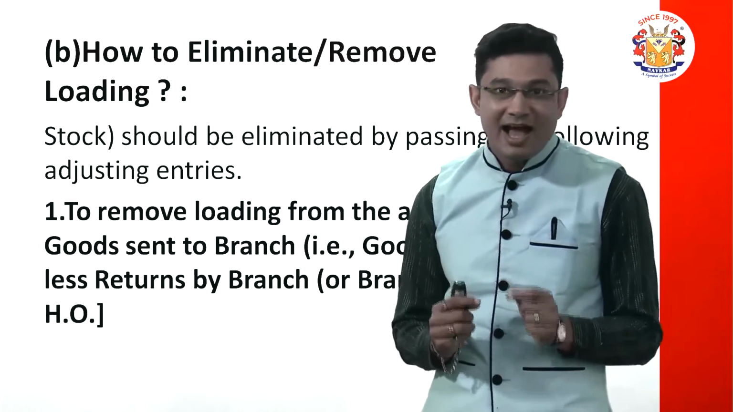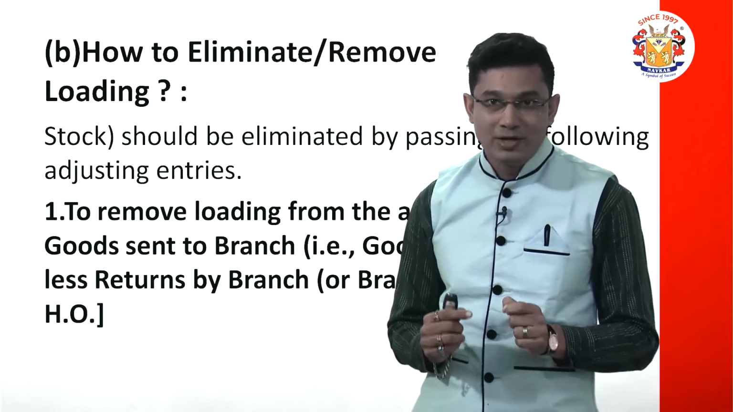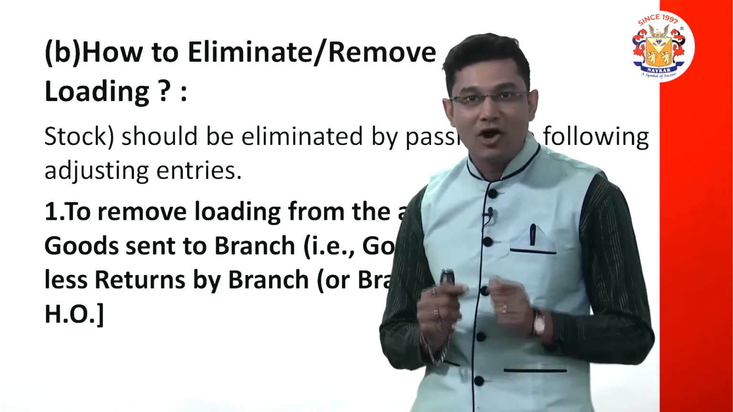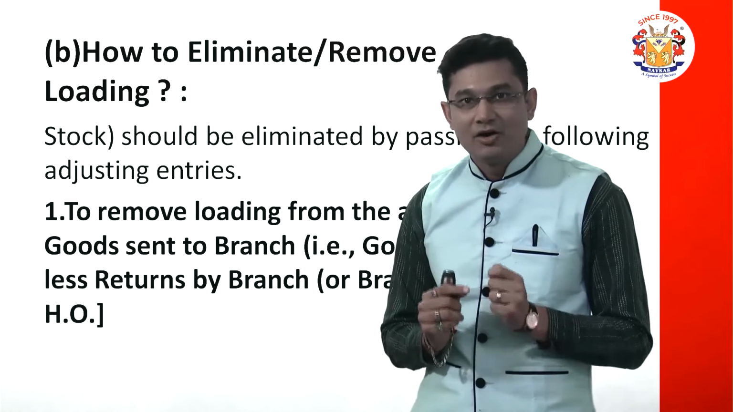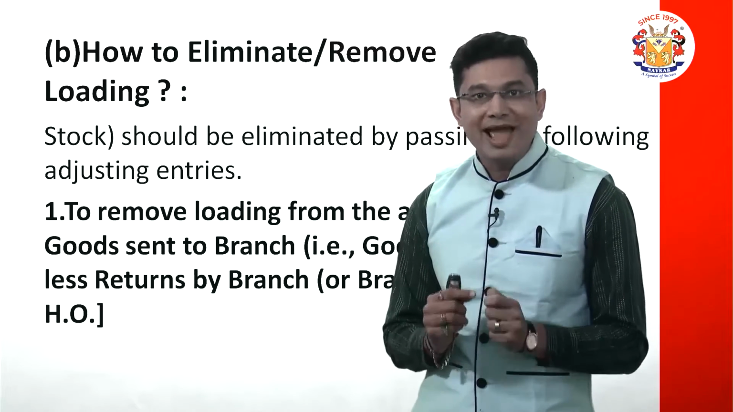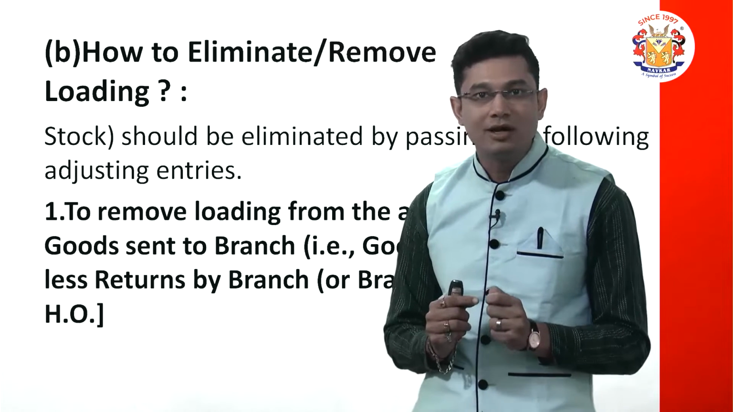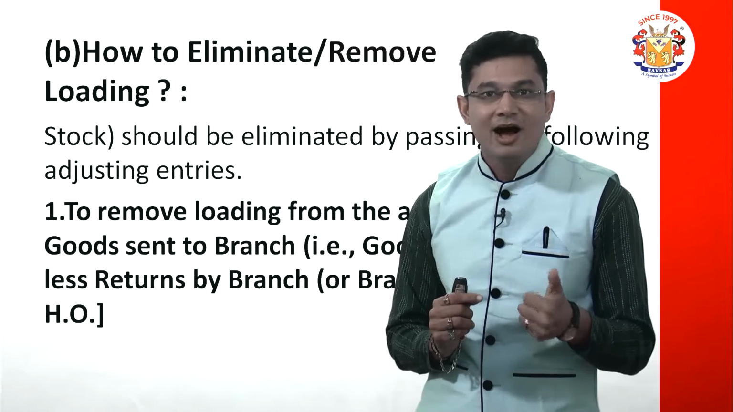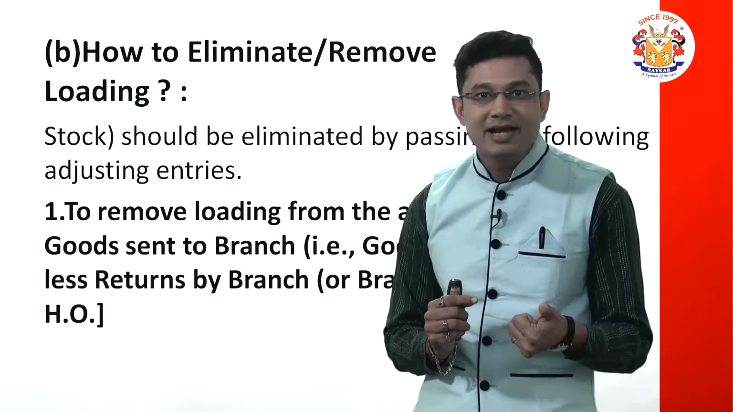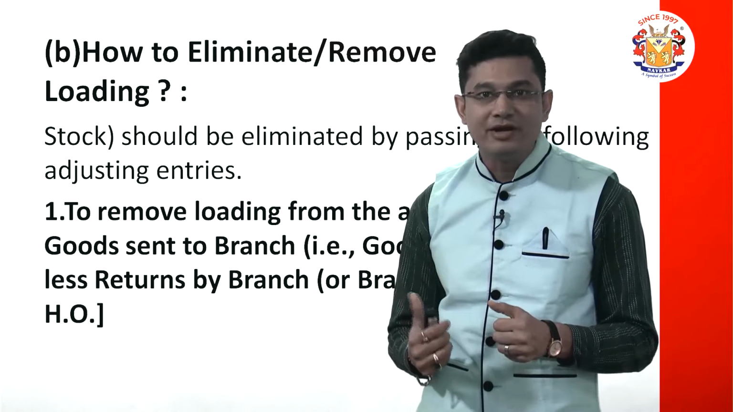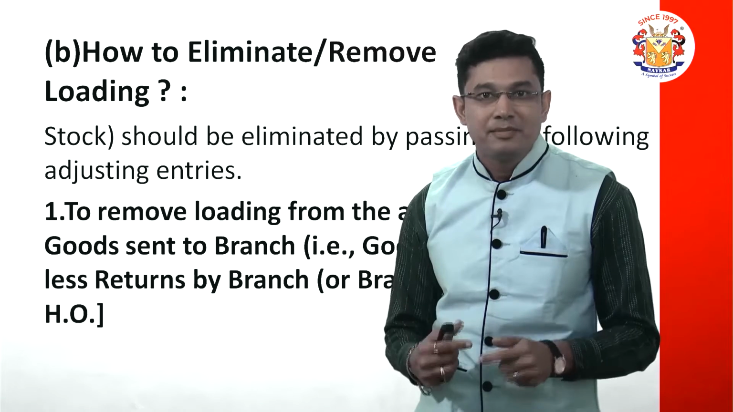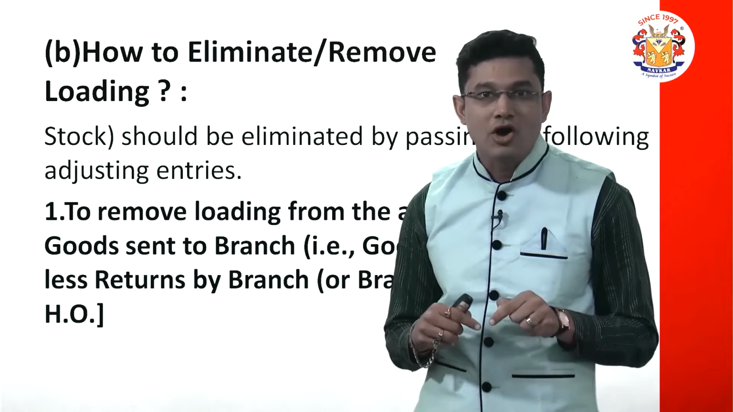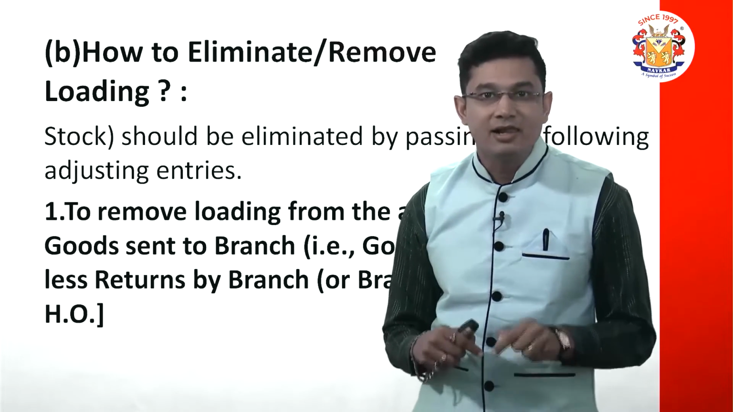ICAI has a tendency to give a net entry regarding loading on goods sent to branch. Whenever we calculate the practical question, we will give separate entries regarding unrealized profit in goods sent to branch and unrealized profit in goods returned by branch. But right now I am talking about the approach of ICAI. Let us check.